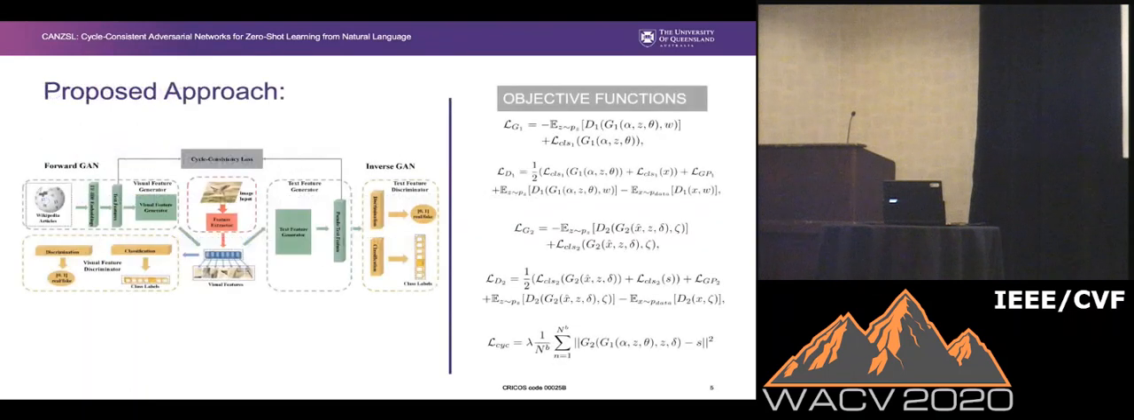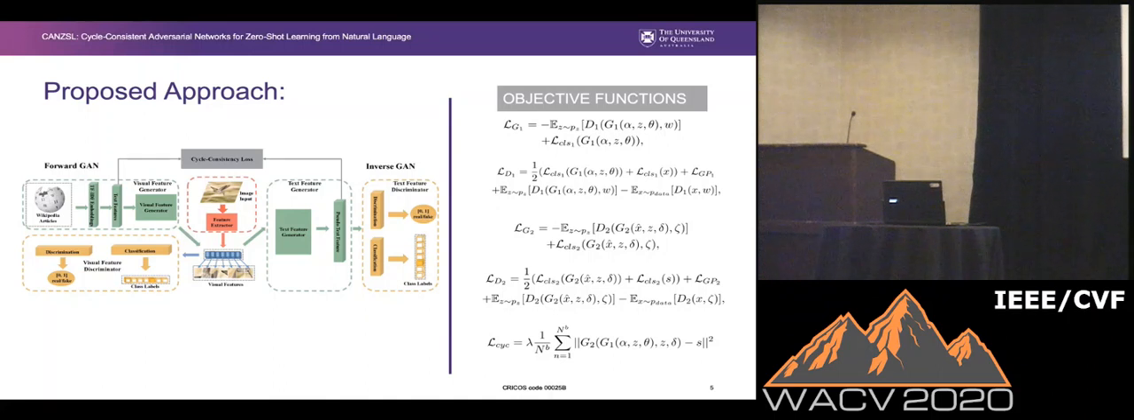Here, we propose a cycle architecture with GANs to mitigate these issues. The objective function includes two minimax loss functions from GAN and the cycle consistency loss. The forward GAN first denoises the TF-IDF features of the natural language input, and then synthesizes the realistic and discriminative visual features.